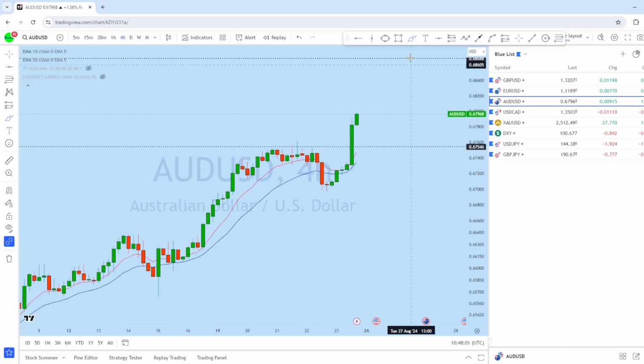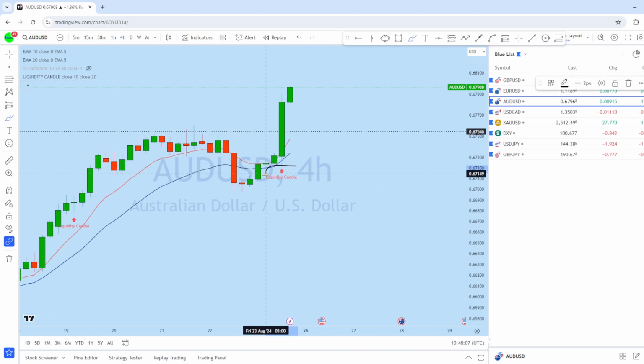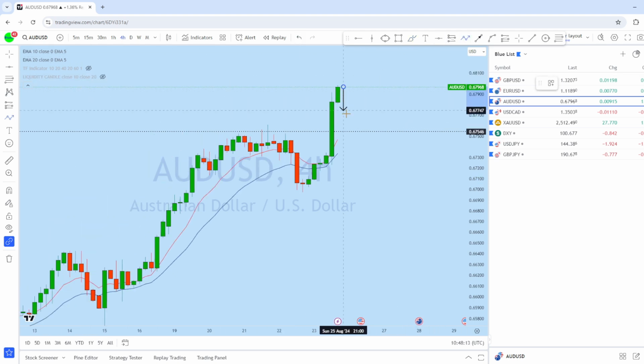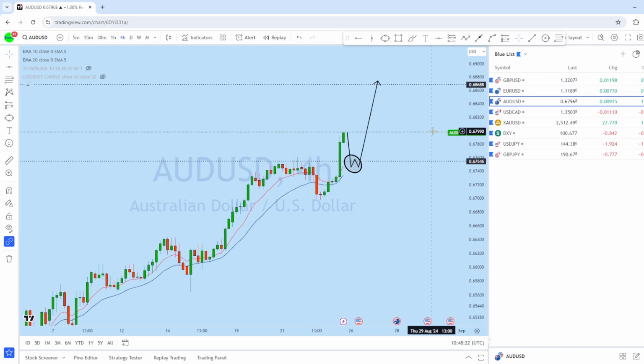So therefore, initially we can expect a pullback, and we can see that there is a liquidity candle formation. In the previous session, a bullish liquidity candle. With that liquidity candle formation on AUD USD, we will be waiting for an initial pullback and then a bounce back to the upside to create a new higher high. This is where you will be waiting for a potential bullish trading opportunity.